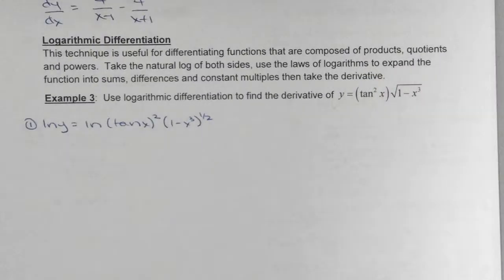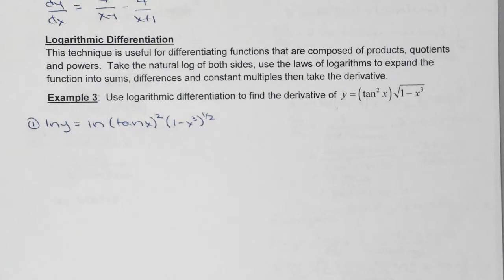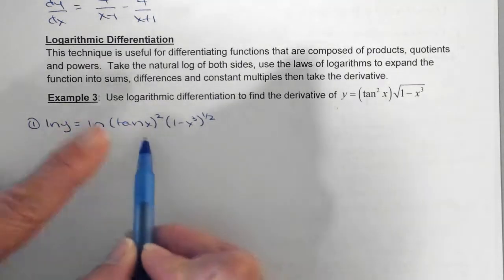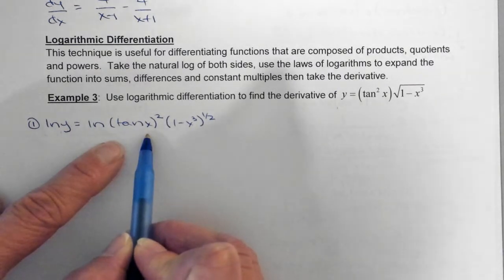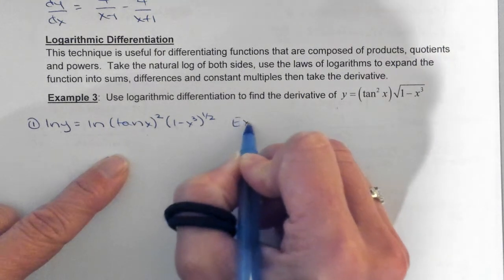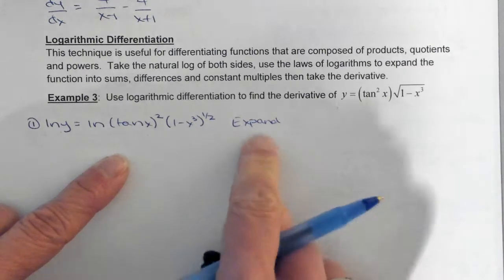I rewrote these as powers because with the properties of logs, once I expand the right-hand side, I can bring those exponents down in front, so I no longer have to use a chain rule. Does everyone see what I'm talking about? Okay, I'm going to leave this for just a second because I want to expand this. I am not taking the derivative yet. I have to expand this side.